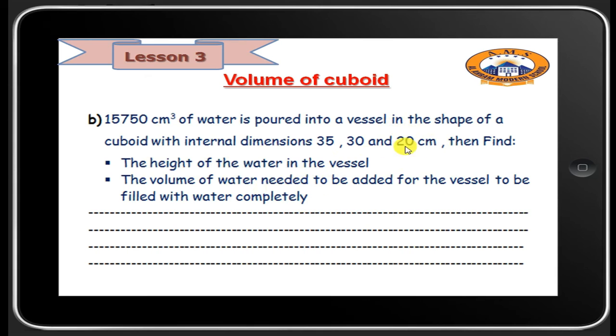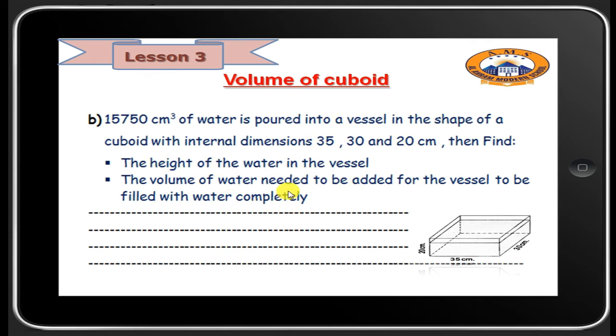This height, when you see here, this is the length and the width, but this is the height of the vessel. Now he wants you to calculate the height of the water. So as we studied, if I want to calculate the height of the water, that means I'm going to divide the volume of the water over length times width.